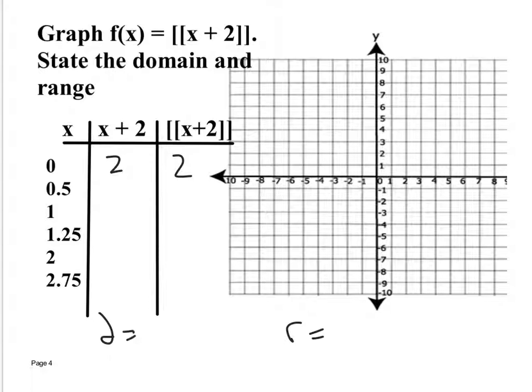If I went with 0.5, what would be 0.5 plus 2? 2.5. What is the greatest integer of 2.5? 2. All right, so now we can see for x, for 0, it's going to be 2. On the parent function, if you look, when you plugged in 0, you got what? You got 0, right?